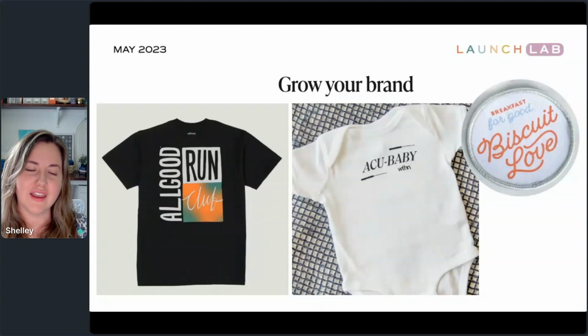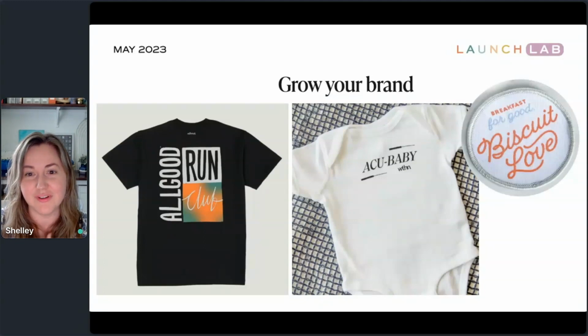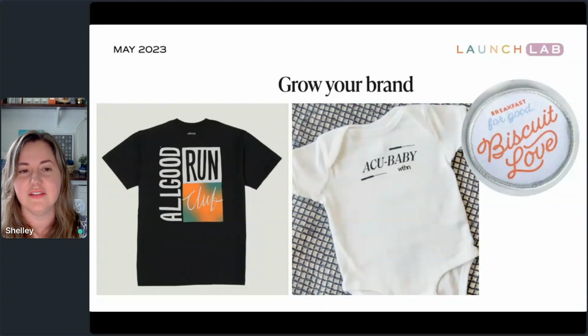And then on the right is Biscuit Love, which is a restaurant. I actually just went there when I was in Nashville. It was delicious. They have a lot of different products that you can wear, and people do like wearing and sharing, like, oh yeah, I went here when I was in, like the little story I just told, and sharing with people about these businesses that they've interacted with. They're actually growing the brand for the businesses. So this is a patch, Breakfast for Good. That's their tagline. And then their logo is Biscuit Love.